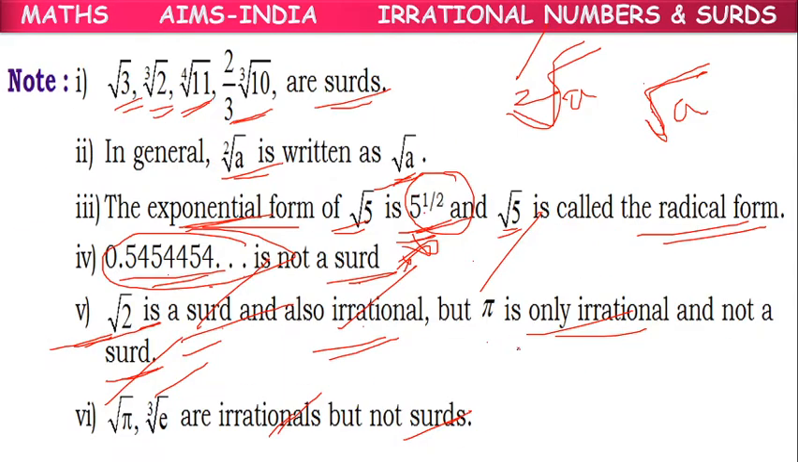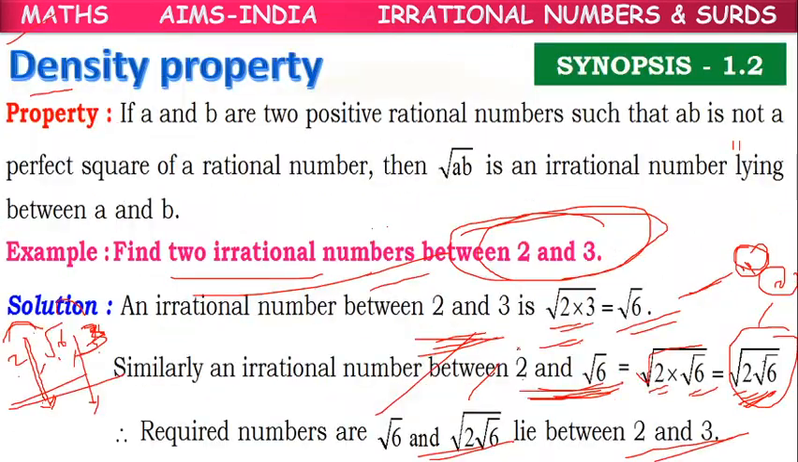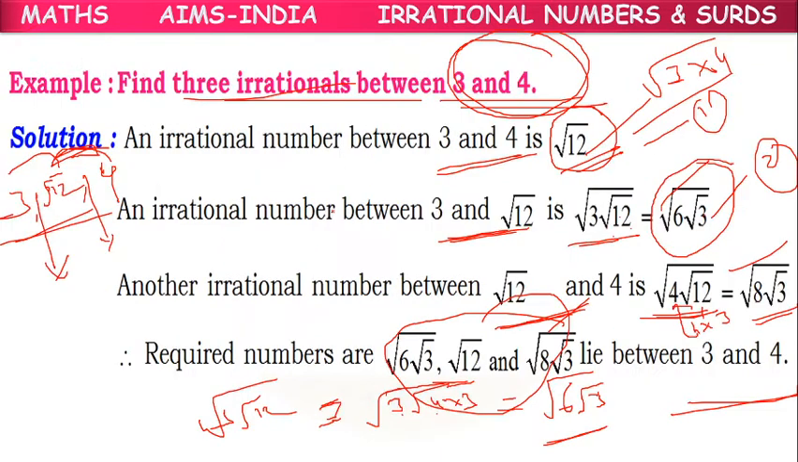Okay children, what have we learned today? Density property means between two rational numbers we can insert countless irrational numbers. If a and b are two rational numbers, then root ab is an irrational number. But what is the condition? The product ab cannot be written as the square of any other rational number. We can insert 2, we can insert 3, like that. We can insert as many irrational numbers as we want.